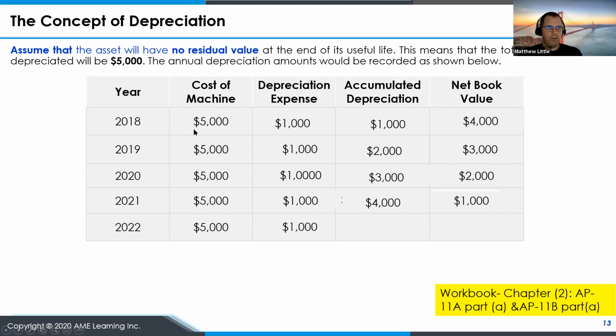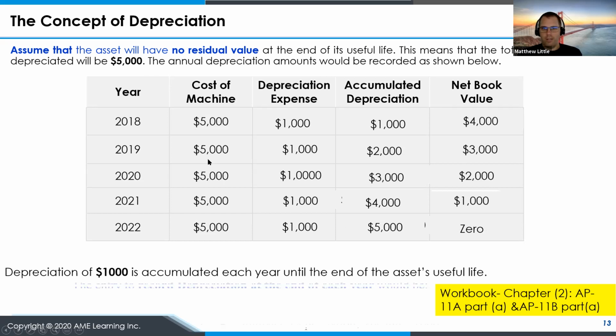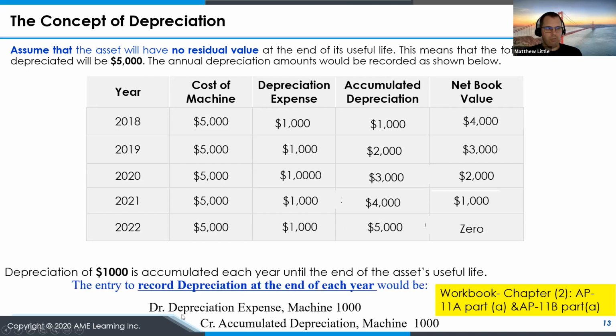So if we roll this forward to the end of year 5, we'll show that there's a net book value of 0 at the end. In this case, our annual journal entry would be a debit to depreciation expense for 1,000, and a credit to accumulated for 1,000. At the end of 5 years, we will have a zero balance.